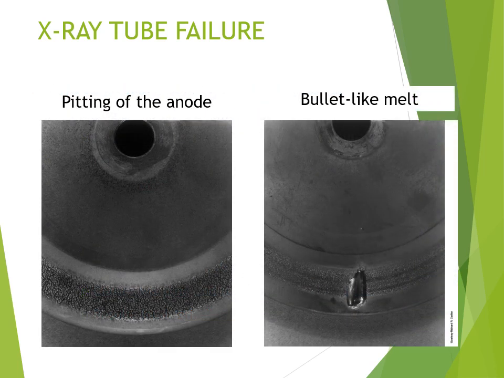On the left-hand side is the pitting that can occur due to excessive heat, and on the right-hand side is a bullet-like melt. The bullet-like melt happened because the anode stopped spinning and just had that one location that was continuously being struck with electrons, where production of heat and X-rays was occurring.